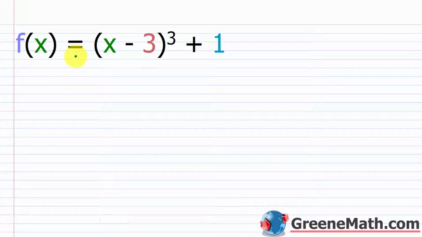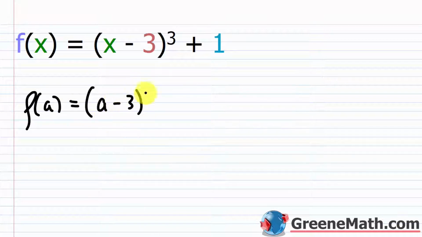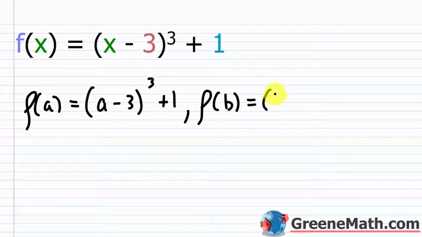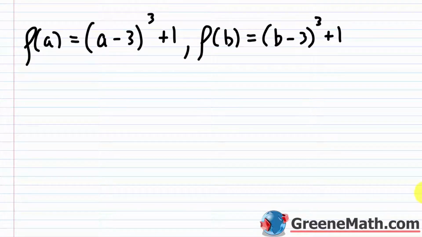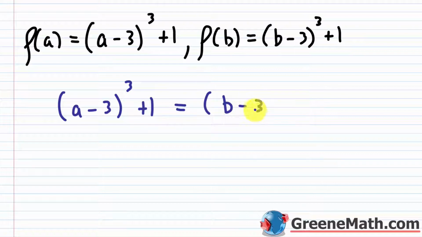So now we have f of x equals the quantity x minus 3 cubed plus 1. So we already know what to do. So we're going to go f of a is equal to the quantity a minus 3 cubed plus 1, and then f of b is equal to the quantity b minus 3 cubed plus 1. Okay, so we're going to set these two equal to each other. So I'm going to say the quantity a minus 3 cubed plus 1 is equal to the quantity b minus 3 cubed plus 1. So we know that we have 1 on this side and 1 on this side, so I can subtract 1 away from both sides, and that's going to go away in each case.